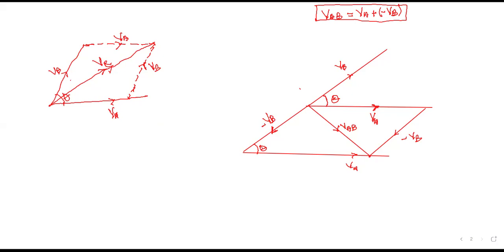So after realigning the direction, how do I obtain the velocity of A with respect to B? The velocity of A with respect to B can be obtained using the cosine rule. We use the cosine rule for resultants, for either acute or obtuse angles. Therefore, VAB squared.